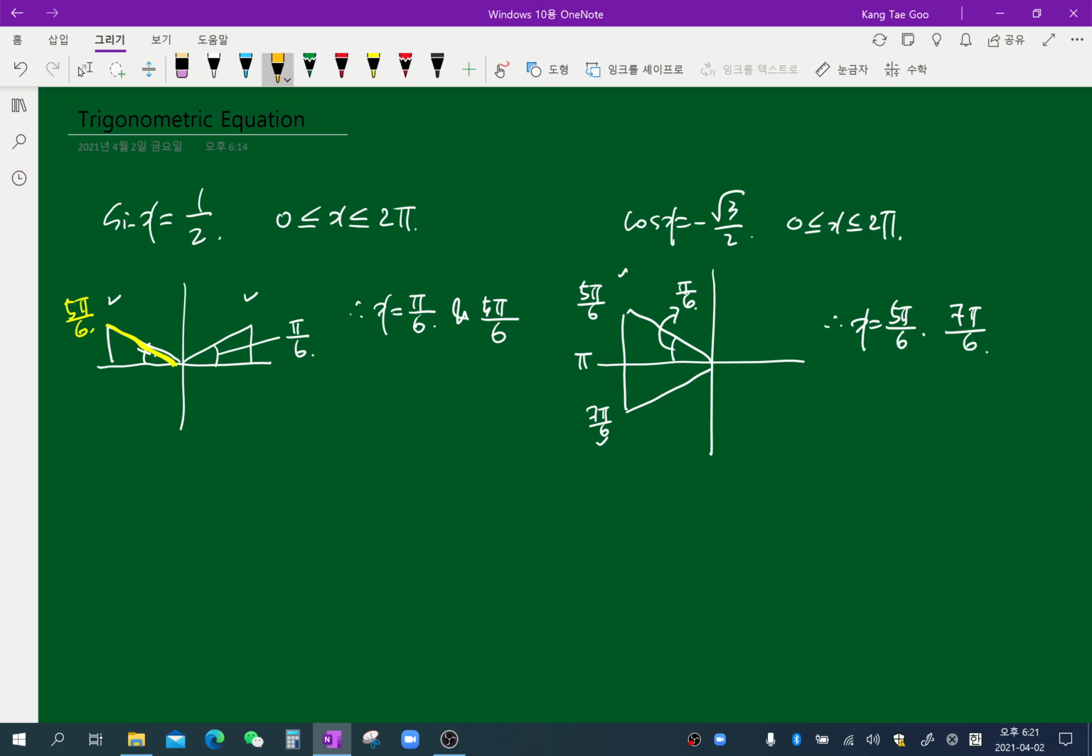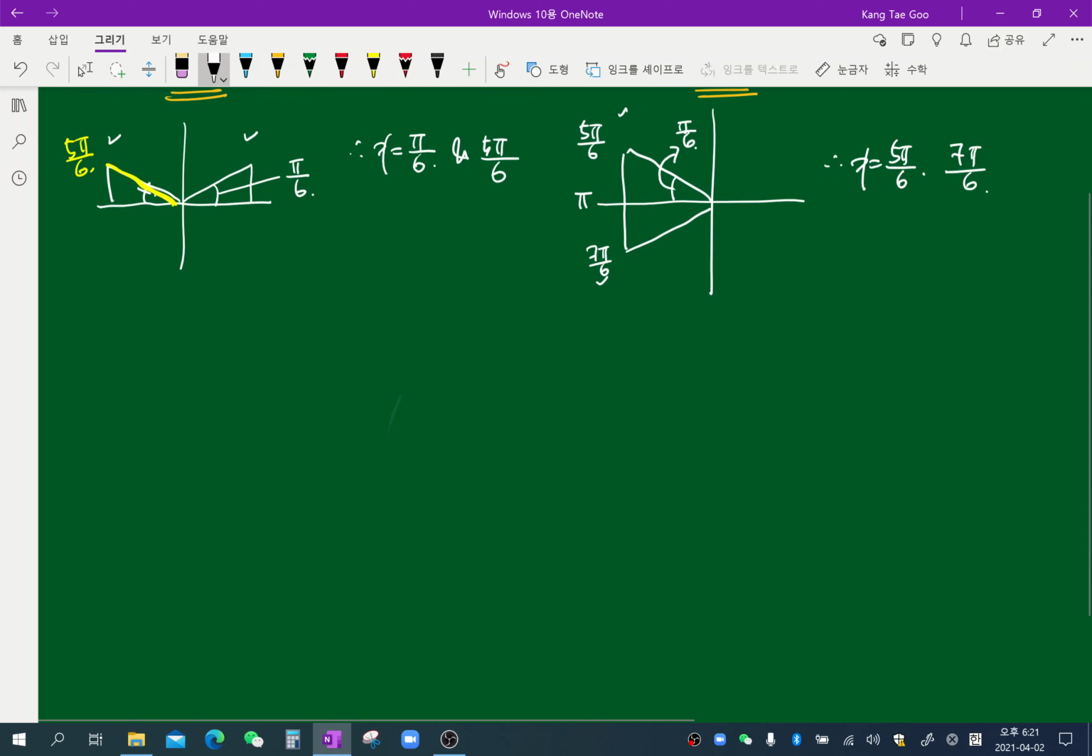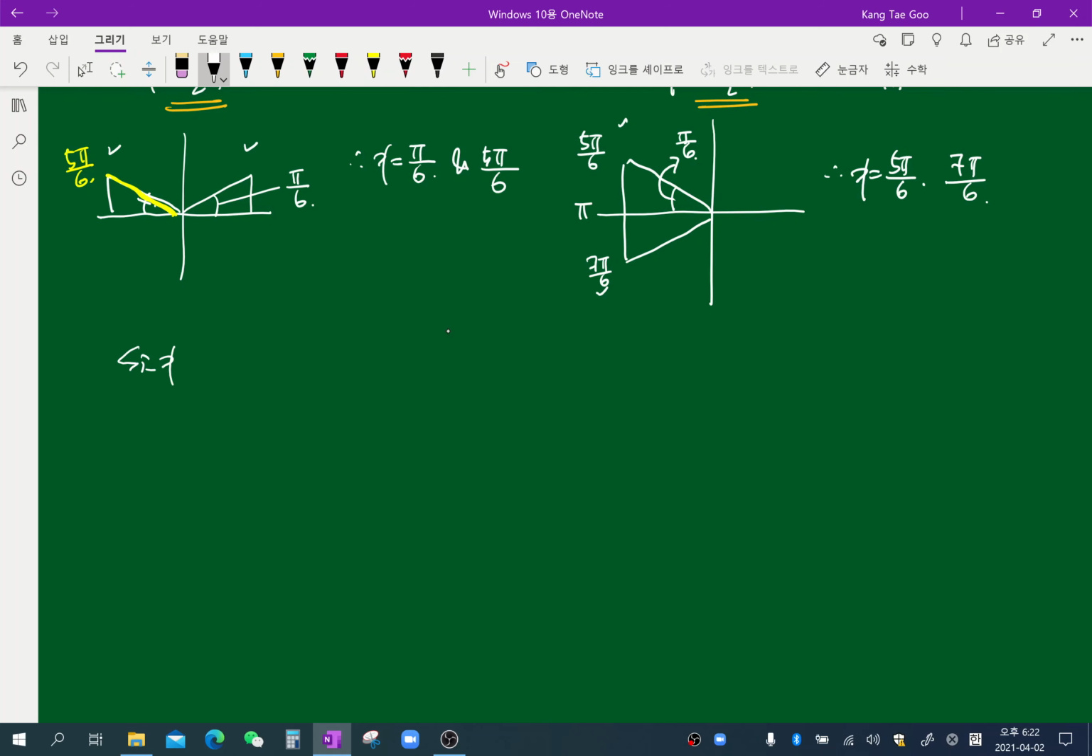The common factor for those questions is that the values are from the special triangles like 30, 45, 60, in radian, pi over 6, pi over 4, and pi over 3. If the angle is different, then how? For example, sine x goes to be negative 0.2. Oh yeah, we should do the positive one first. And then x is in a single revolution. Then how can we solve that?